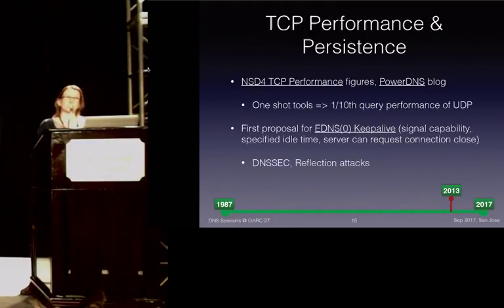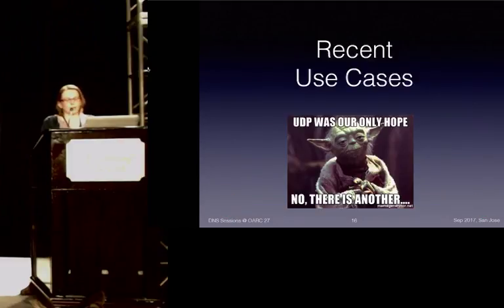And the major drivers at this point in time for this were to improve being able to do multiple DNSSEC queries over a single connection, and also to defend against reflection attacks. So that's where we were sort of 4 or 5 years ago. What I want to do now is move on to some of the changes that have really happened in about the last 5 years that have shifted us to thinking much more seriously about persistent connections.